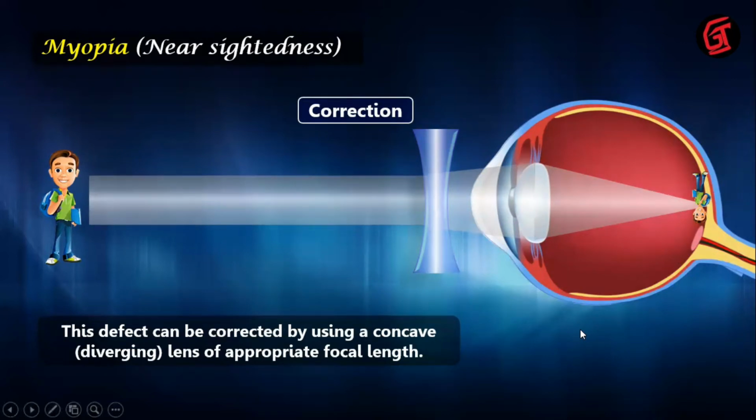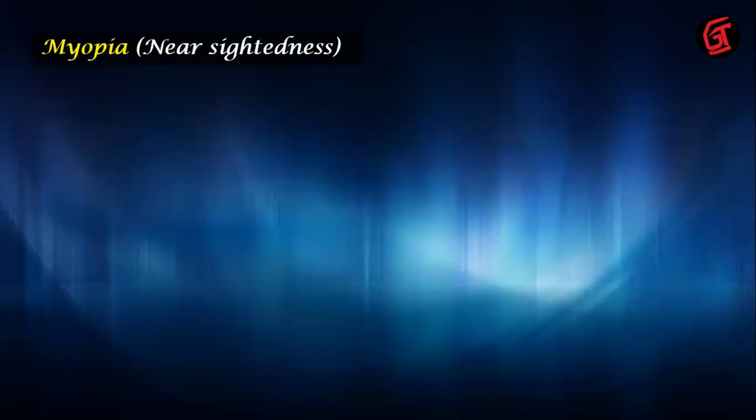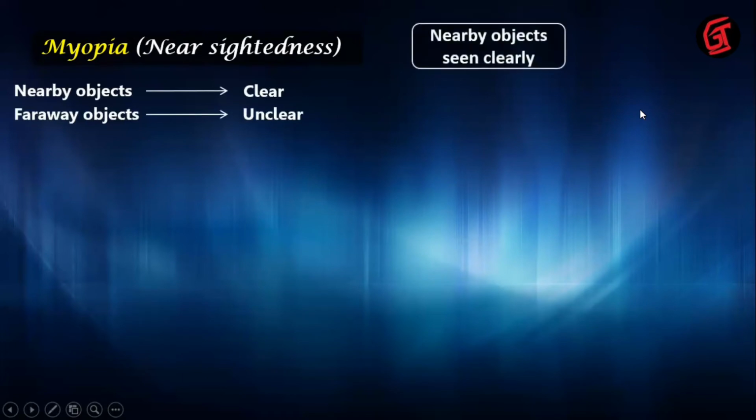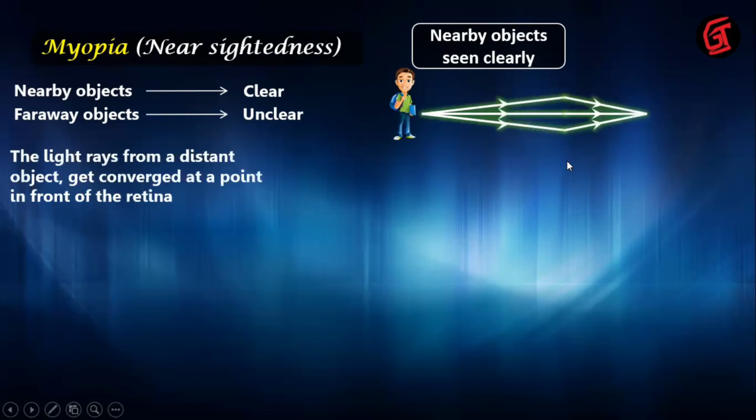Concave lens डालना है, because it has to diverge. Now focal length, that depends on where the image is formed. So in myopia, what happens? Nearby objects you can see clearly, but far away objects we cannot see clearly.